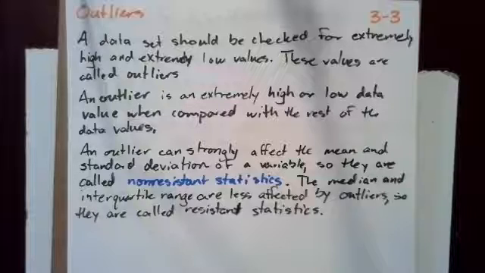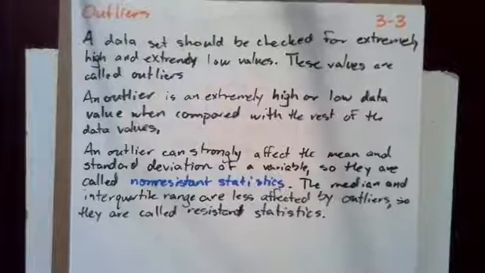An outlier can strongly affect the mean and standard deviation of a variable, so they are called non-resistant statistics. The median and interquartile range are less affected by outliers, so they are called resistant statistics.